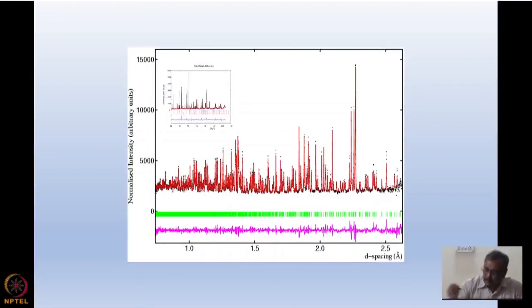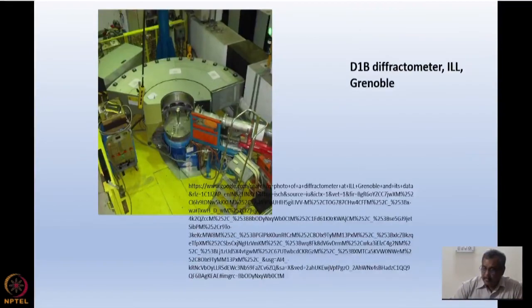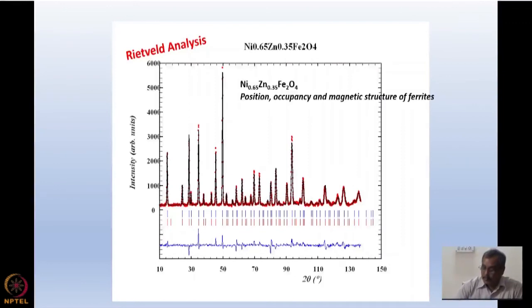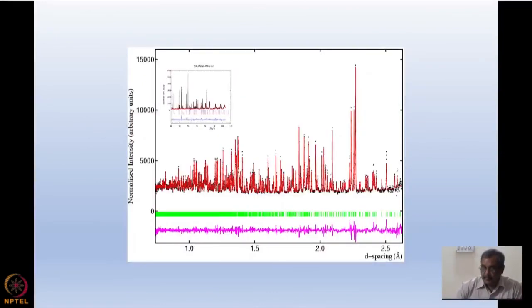That's why the same pattern which I showed you earlier, I just want to show you here again. This is the pattern which I showed you from Dhruva. I have kept it as an inset to this data from HRPD. So this is the time of flight or d-spacing axis. There you can see that they are mirror images of each other. If I put a mirror in the middle, this and this data, they are reflections of each other. But most importantly, here you see a lot sharper peaks in case of time of flight spectrum, diffraction spectrum in a pulse source.